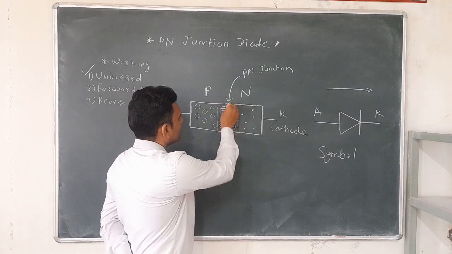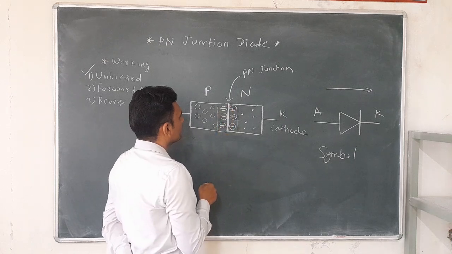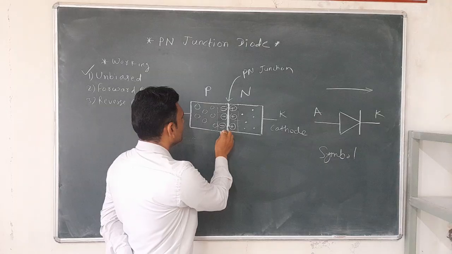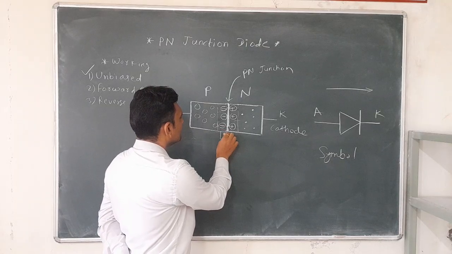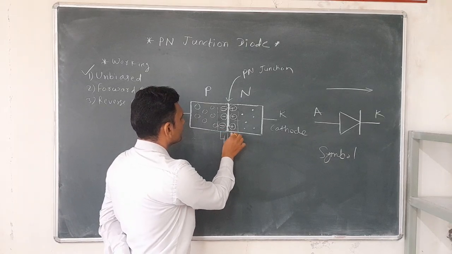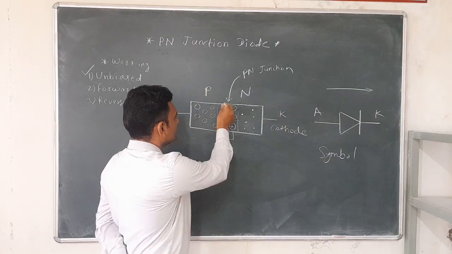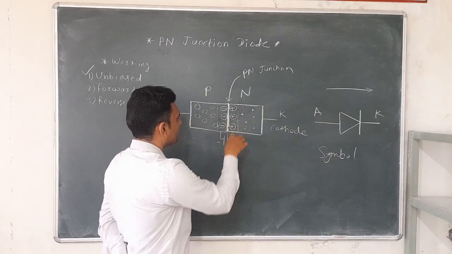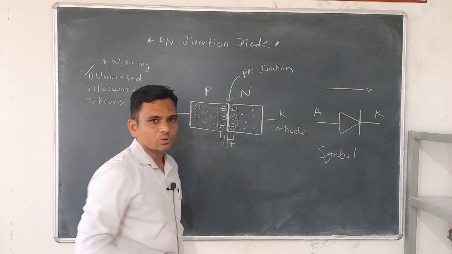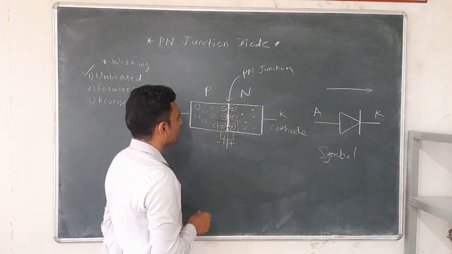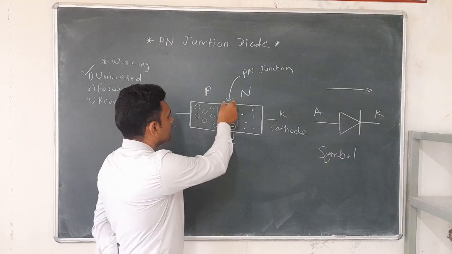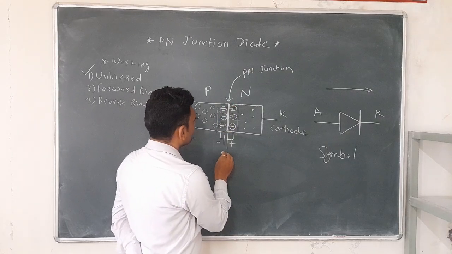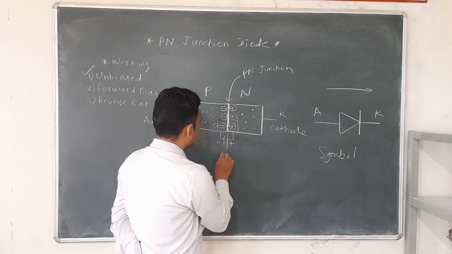Here negative charge is more on one side and positive charge is more on the other side. So a potential difference is formed across this junction. On one side negative potential is more and on the other side positive potential is more. So a potential difference is formed across the junction. This potential difference is called the barrier potential.